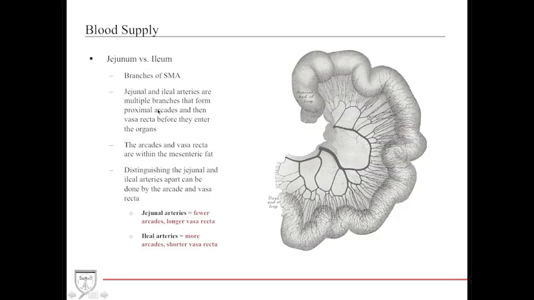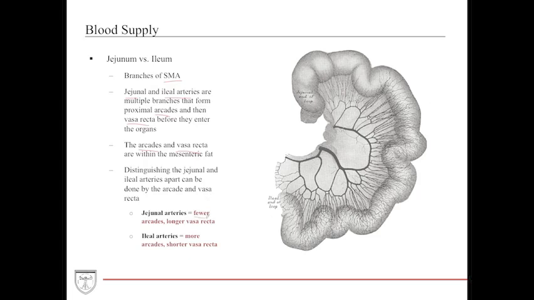Now we'll discuss the blood supply to the jejunum and ileum in brief, as we already discussed this before in the section on vasculature of the abdomen. All the branches to the jejunum and ileum come from the SMA, as the jejunal and ileal arteries, and they branch off into the arcades and vasa recta right before they enter the organs. The arcades and vasa recta are shown well in this image to the right, though they're often covered by mesenteric fat. We'll use this image to help us distinguish the jejunal arteries from the ileal arteries.